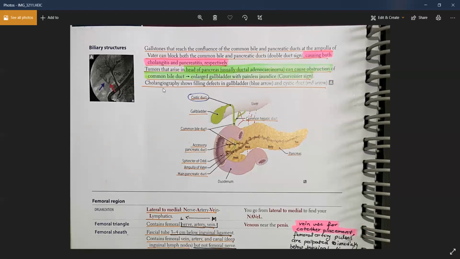That would be all about the biliary structures. The right hepatic duct and left hepatic duct join to form a common hepatic duct. It will join the cystic duct to form the common bile duct. It will join the pancreatic duct to form the ampulla of Vater and the sphincter of Oddi. If a blockage happens here, it can lead to cholangitis and pancreatitis. If a cancer happens at the head of the pancreas, it can block the ampulla of Vater. It can cause painless jaundice with an enlarged gallbladder.